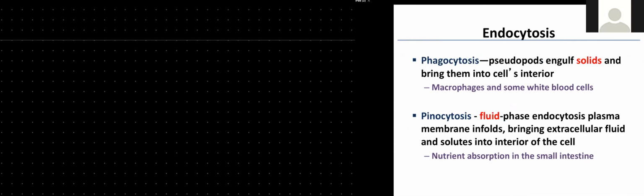If I'm moving something from outside to the inside of the cell, it's called endocytosis. To the inside of the cell, cyto is cell, endo is inside. So if I'm moving something from outside in, it's endocytosis. If I am engulfing a solid particle like a bacteria, for example. So I've got a bacteria on here.